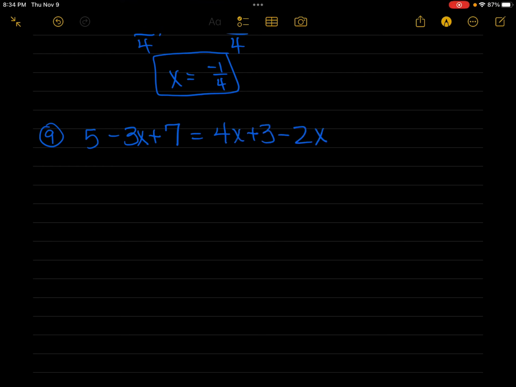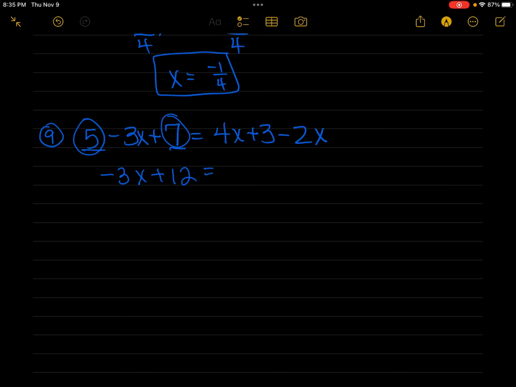Okay, so on this one, we have variables on both sides, but before we do anything, we need to add our like terms. So just look at one side of the equation and see where the like terms are. On this side, we have 5 and 7 that need to be put together. So that's 12. So I'm going to put negative 3x plus 12. I just added the 7 to the 5, and that was 12.